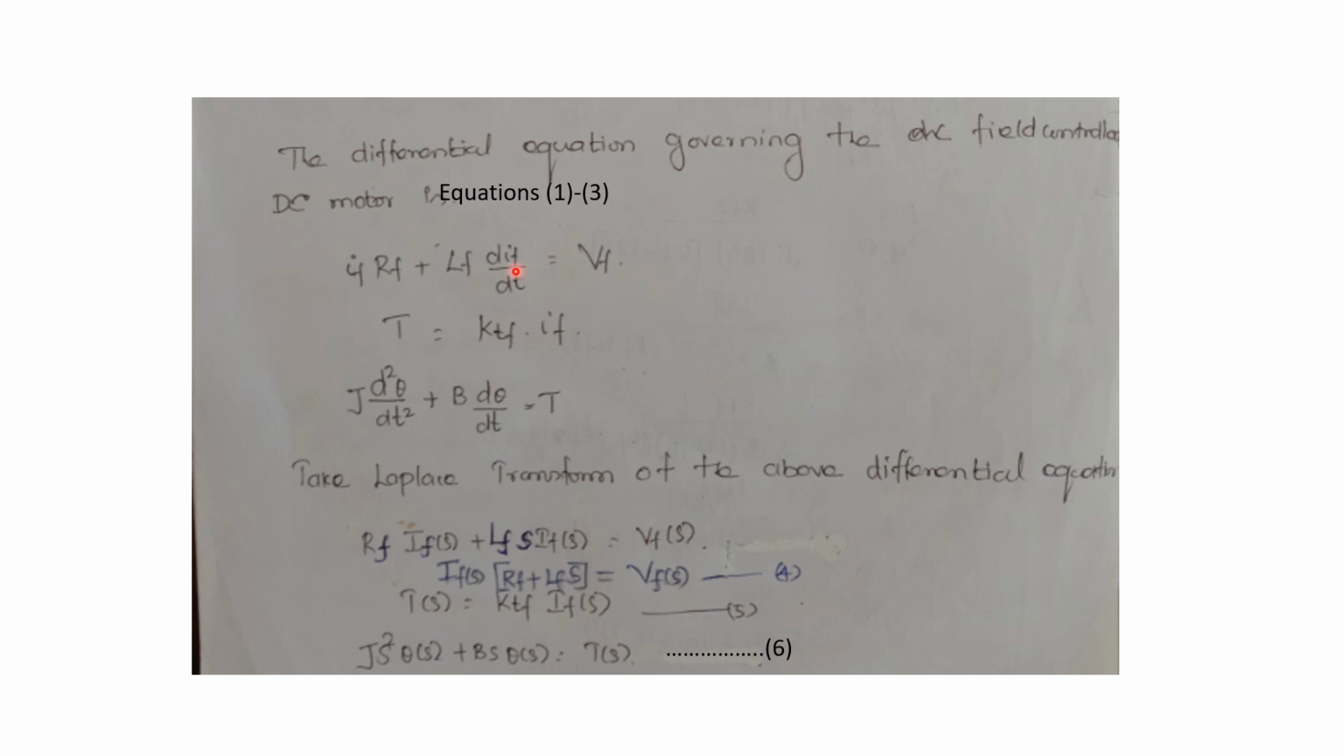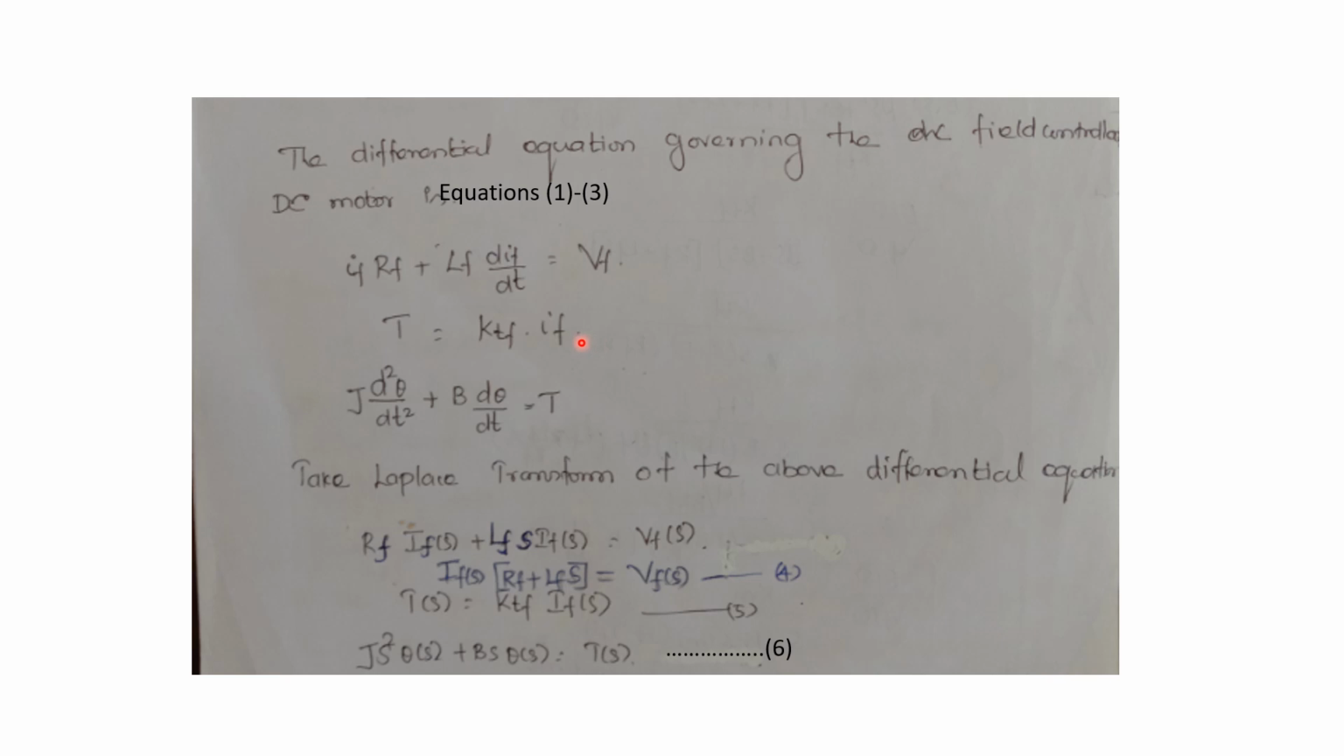If we find the Laplace transform of the first equation, RF and LF will be constant, isn't it? So we can take them outside. iF is nothing but i suffix F, the current, which is a function of time. So after finding the Laplace transform, it is capital IF of S. Now LF is constant. Laplace transform of d by dt will be S, then Laplace transform of iF is capital IF of S. Laplace transform of vF is capital VF of S. So from the left side we can take IF of S as common, then write the remaining terms, that will be equal to VF of S. That is equation number 4.